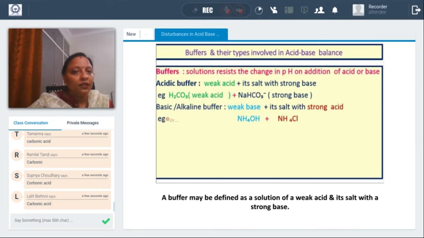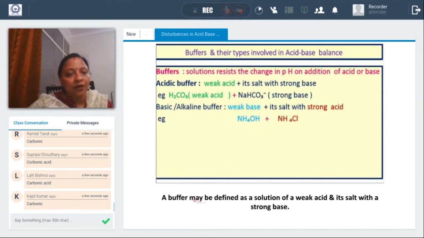Then, if we take a basic or alkaline buffer, it is a weak base and its salt with a strong acid. An example is NH4OH, ammonium hydroxide, plus NH4Cl, ammonium chloride. This NH4Cl is the salt with a strong acid, and NH4OH is a weak base. So buffers are always weak acids or weak bases. A buffer may be defined as a solution of weak acid and its salt with a strong base.